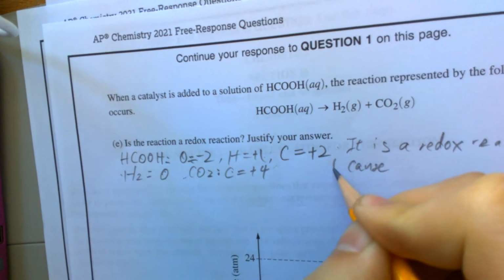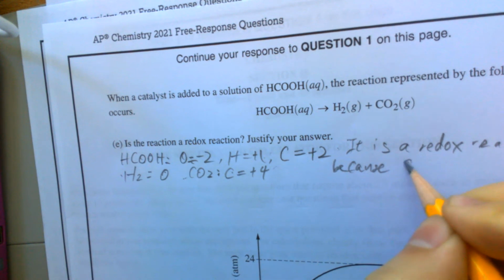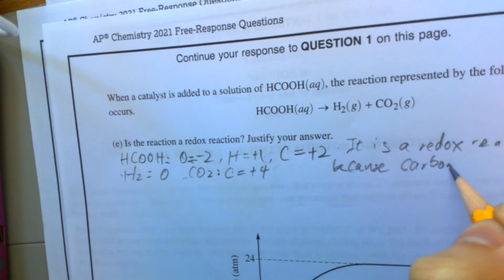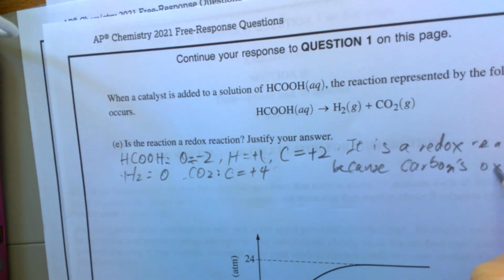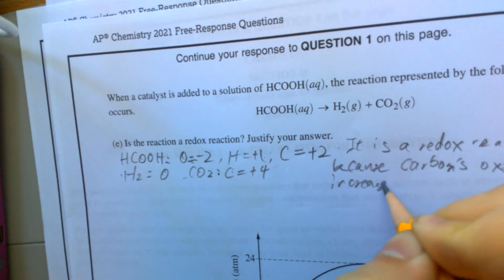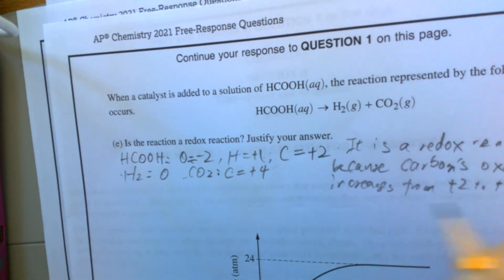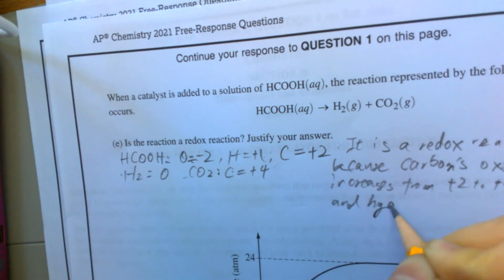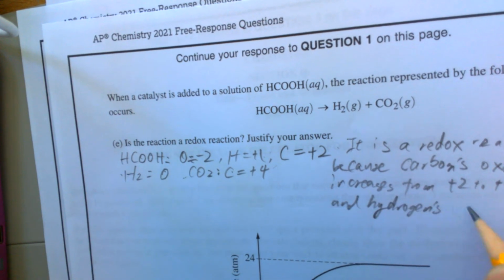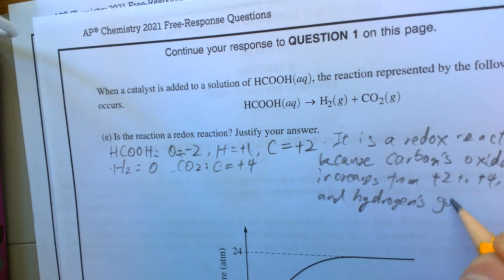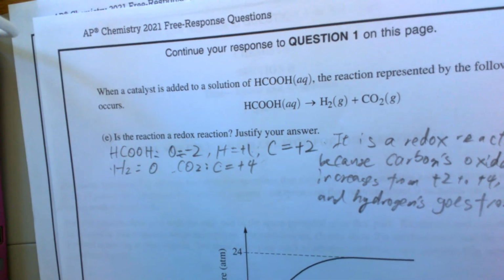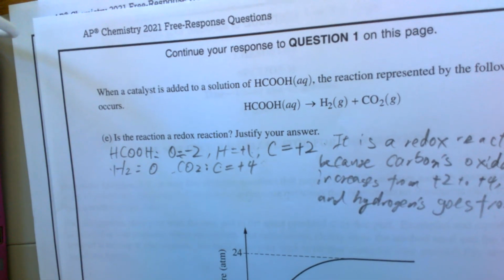So it is a redox reaction because carbon oxidation number increases from +2 to +4, and hydrogen goes from +1 to 0. From +1 to 0. So now we need to go faster.